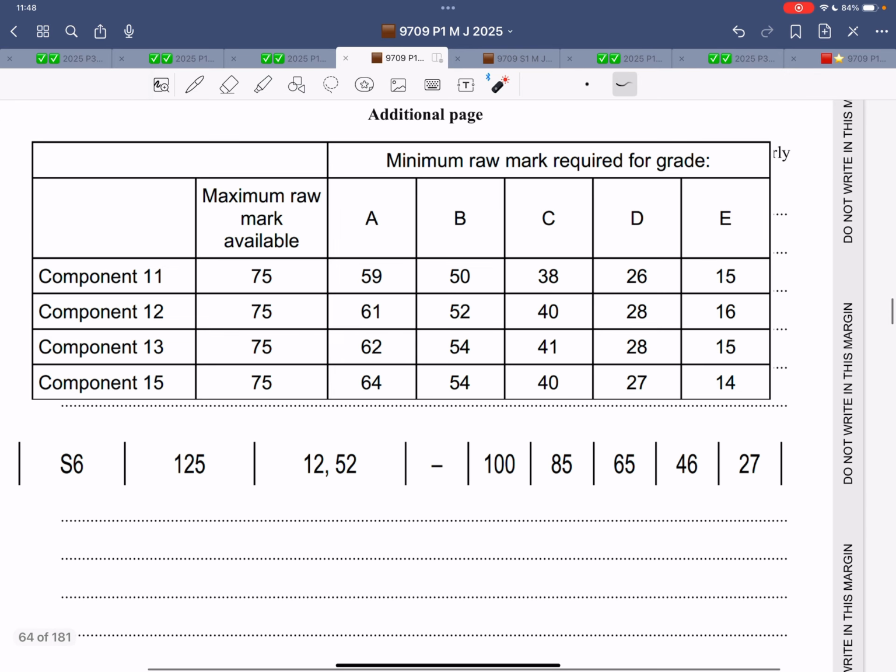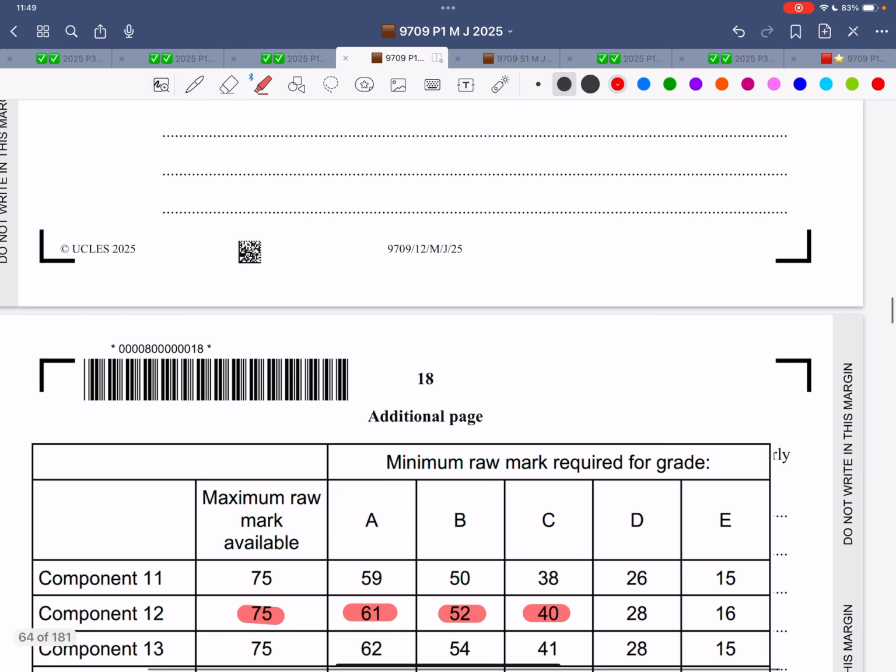And yes, this is variant 1-2, just to give you an exam overview. So out of 75 marks, the A was on 61, which is pretty high. B was on 52, 40, and so on. So now this thing is done and dusted. So now we have solved May June 2025, variant 1-2. That is done and dusted.